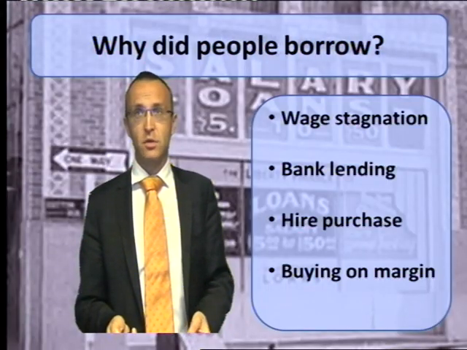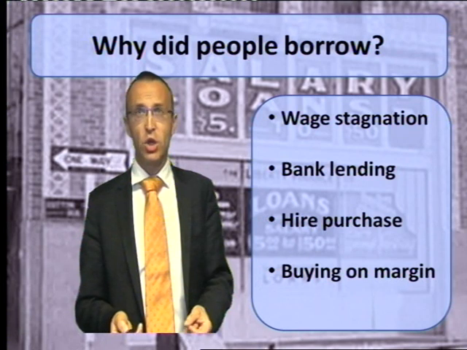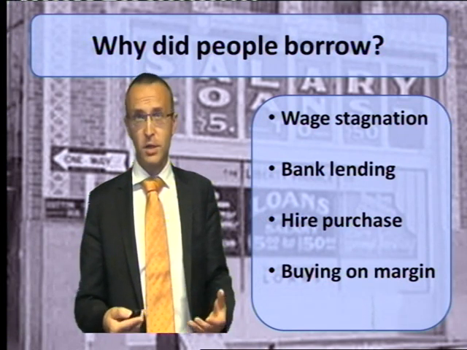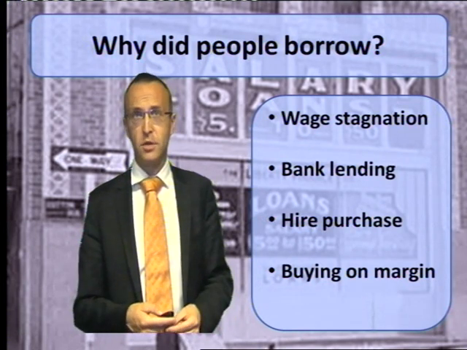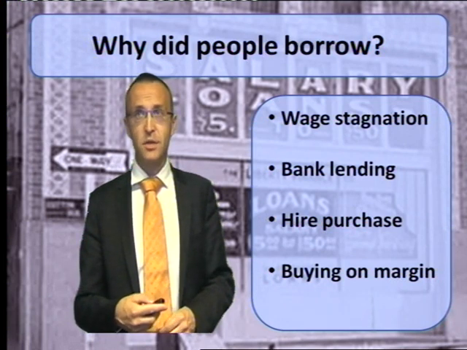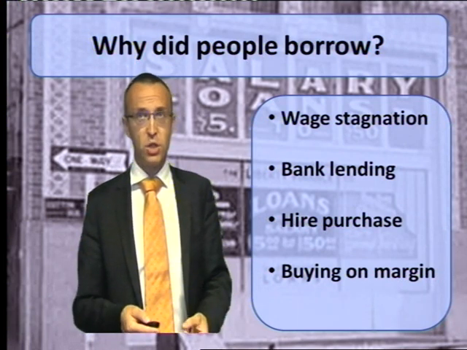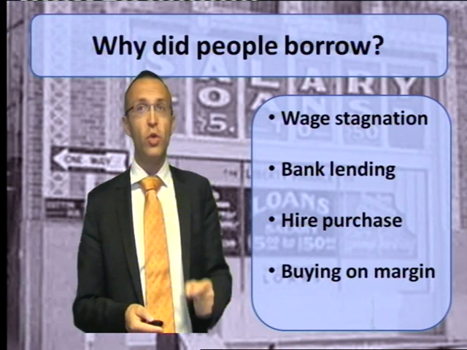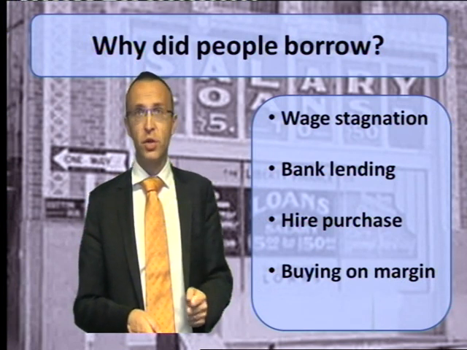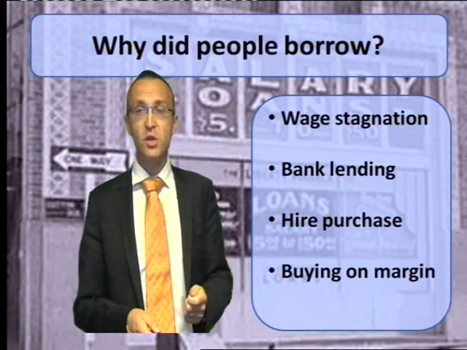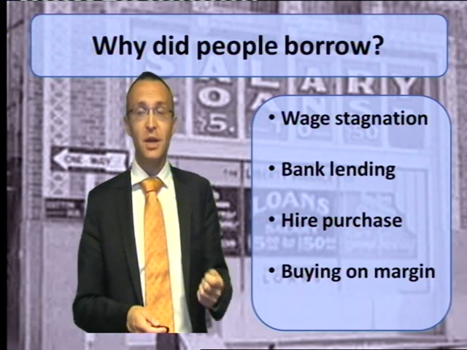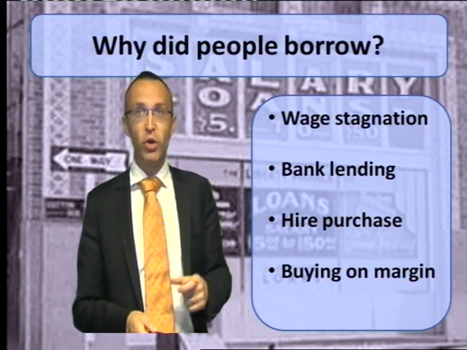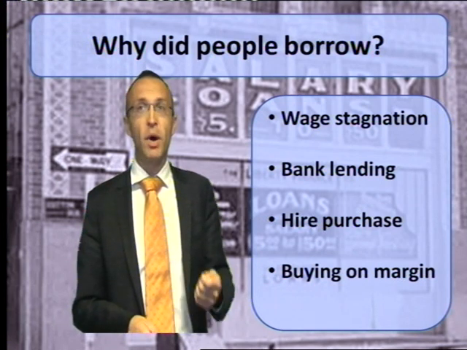Now, the second major root cause for the Wall Street crash was the massive growth in credit or borrowing over the course of the decade. That really has a number of factors. The first was wage stagnation. Wages did not grow as fast as the overall economy. The average working man's wages did not grow as fast as his spending, and he bridged the gap between those two things by borrowing money.